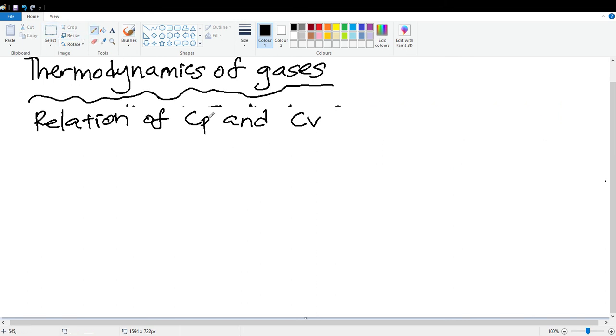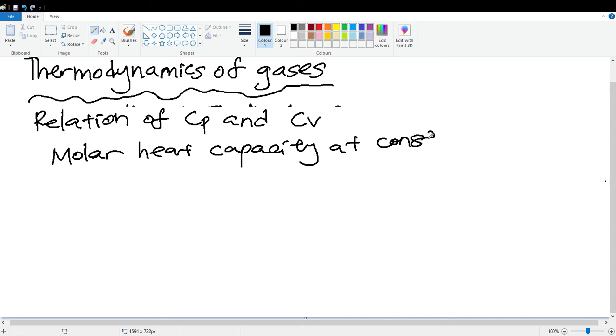For the first step to prove this relation between the Cp and Cv, we need to state the molar heat capacity at constant volume. So we need to prove the statement of the molar heat capacity at constant V in order to prove the relation of Cp and Cv.